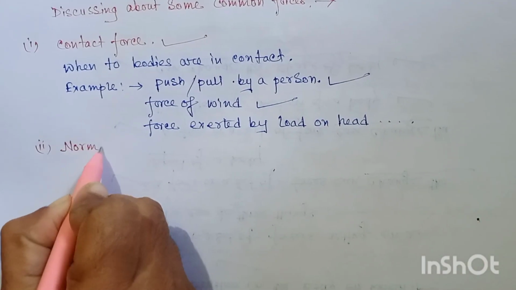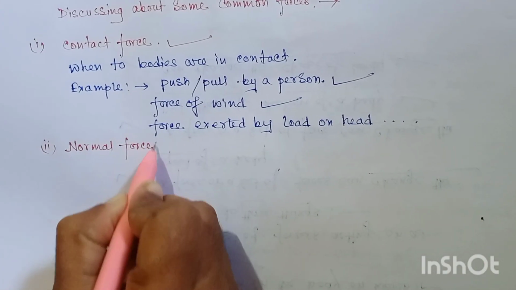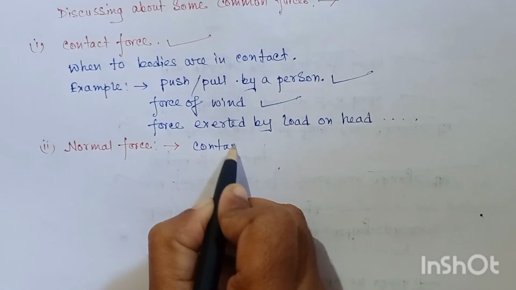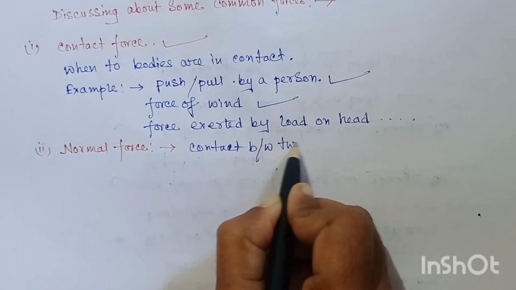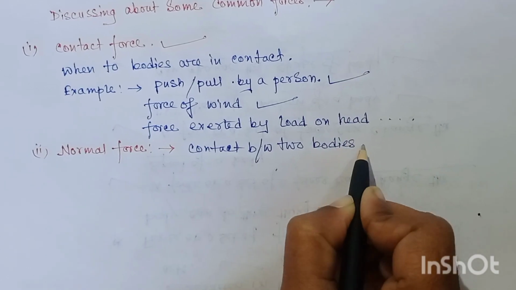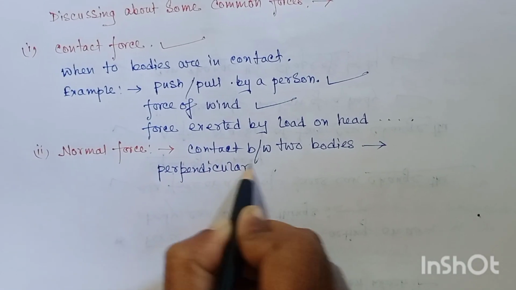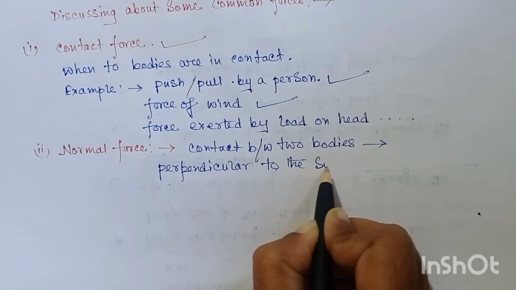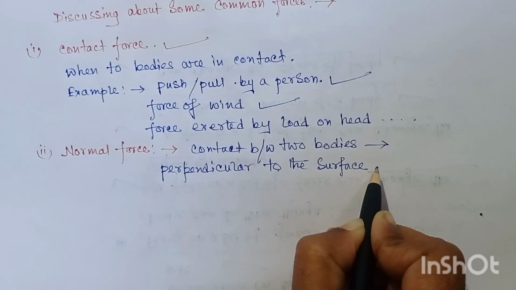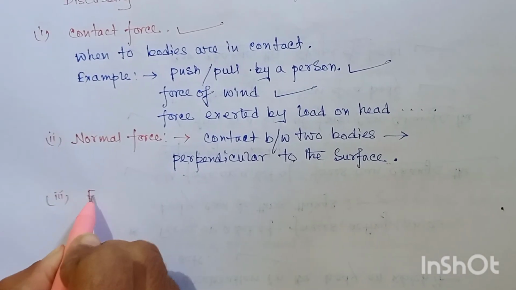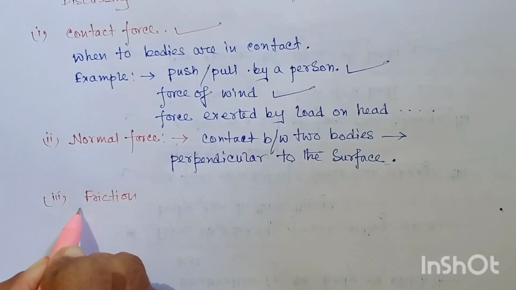Next is normal force. It acts perpendicular to the surface or plane. Consider a book placed on the palm of your hand. The hand pushes the book upwards and the book pushes the hand downwards. These forces are perpendicular to the surface of the hand and the book, and these are normal forces.